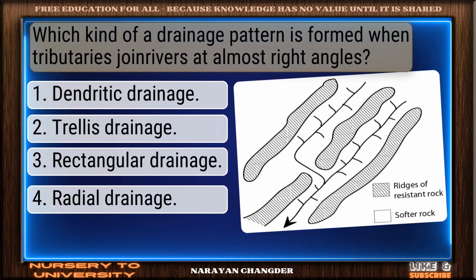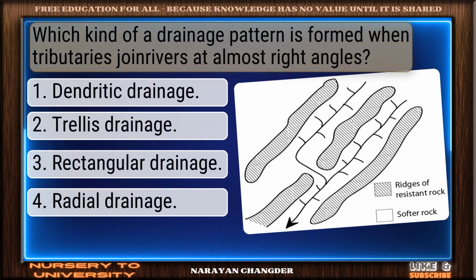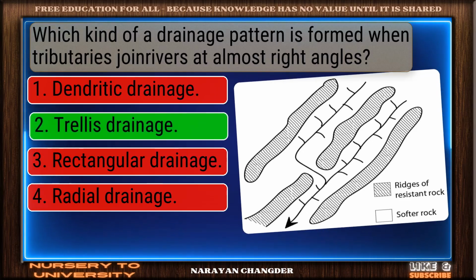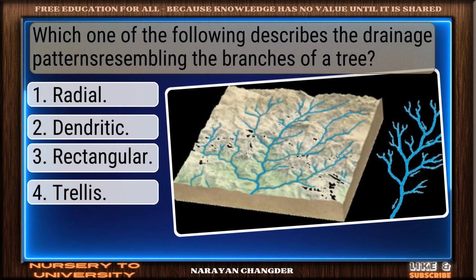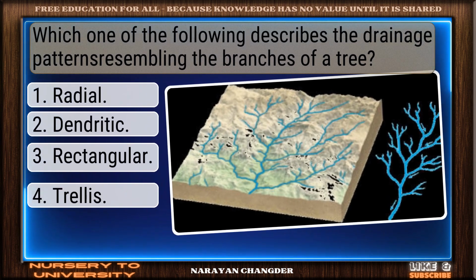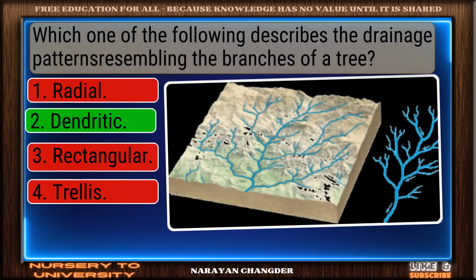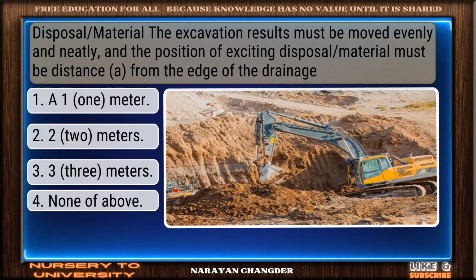Which kind of drainage pattern is formed when tributaries join rivers at almost right angles? Solid response. Trellis drainage is a valid choice. Which one of the following describes the drainage patterns resembling the branches of a tree? Perfect. Dendritic is the correct choice.